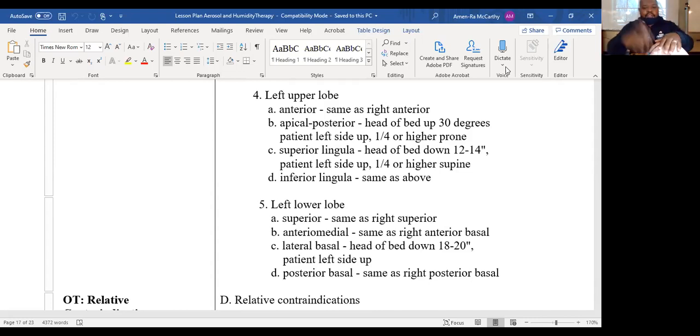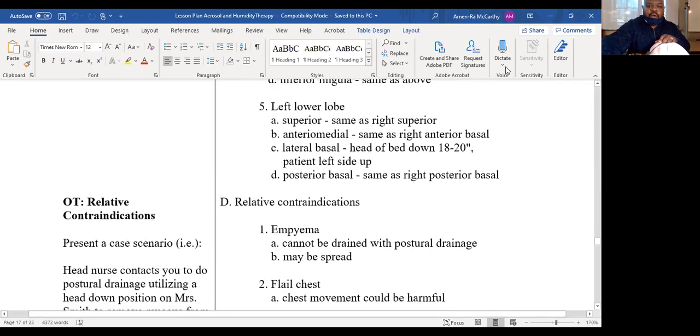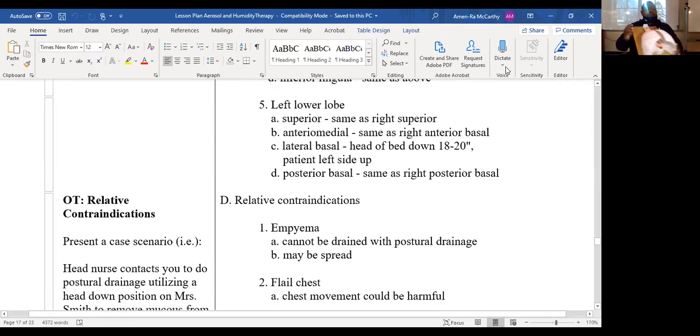Right? Then you have the superior lingula, head of the bed down 12 to 14 inches, left side up, a quarter or higher, supine. Right? Just the opposite. All right? What about the inferior lingula? Same as above, okay? The inferior lingula will be the same way as the superior lingula, all right? Then finally, the left lower lobe. Left lower lobe, which is this part down here, right? This part down here. They said left lower lobe.